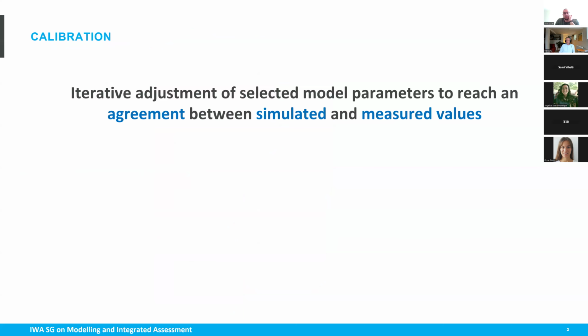So I start with a definition. I think that's the simplest definition of calibration, and I like simple, I have to admit. It says: iterative adjustment of selected model parameters to reach an agreement between simulated and measured values.